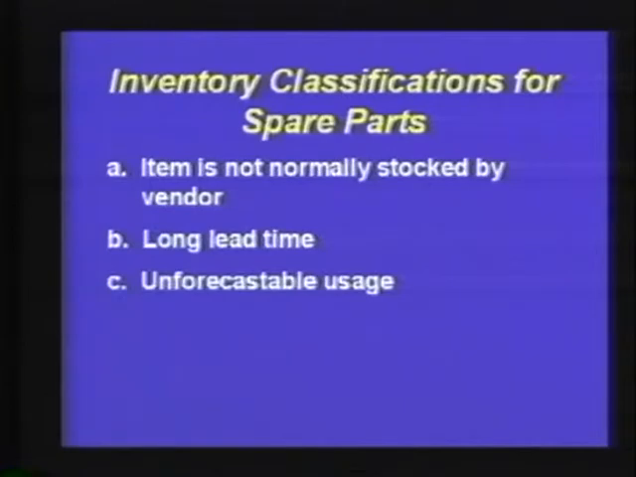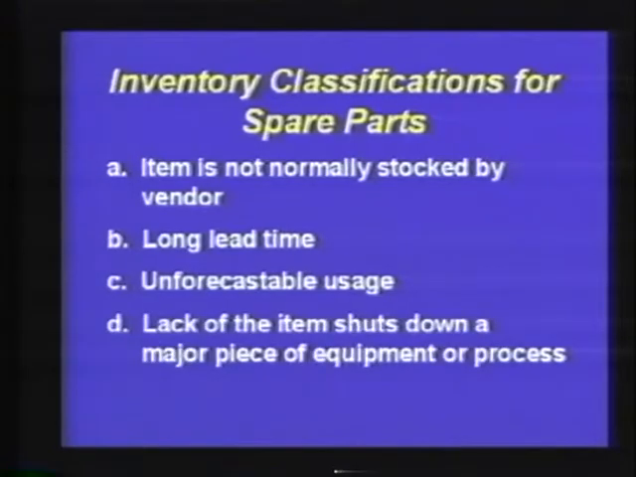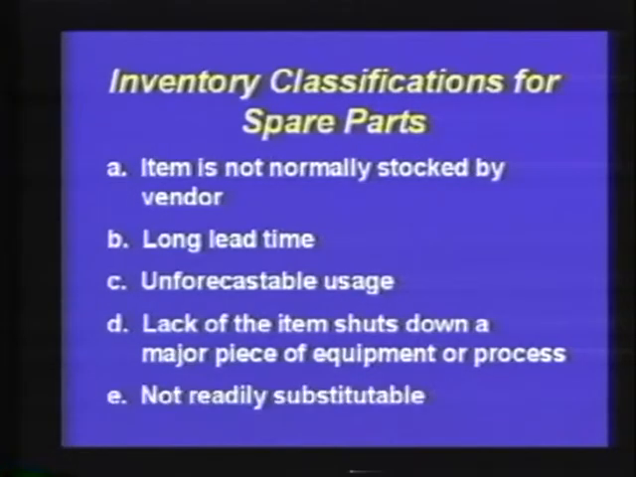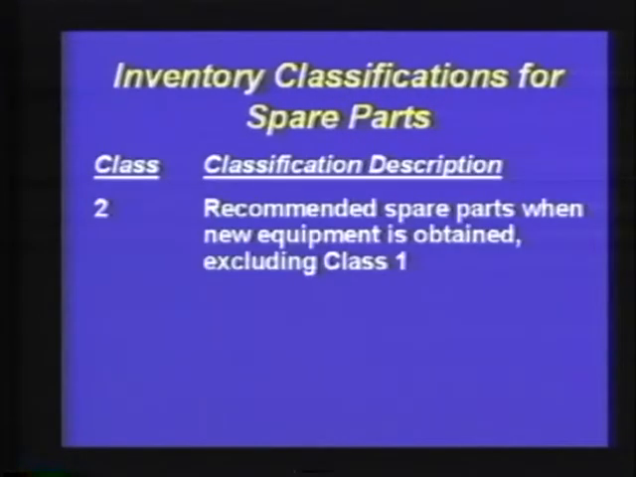better have it on hand because it could shut down a process, a major piece of equipment, or whatever. And as item E indicates, it's not readily substitutable. This type of an item we would probably manage under a min-max system. We would retain that item in maybe another secure area within the storeroom for what we would call critical Class 1 items. Class 2 would be those spare parts that are recommended by your OEM when you purchase equipment.